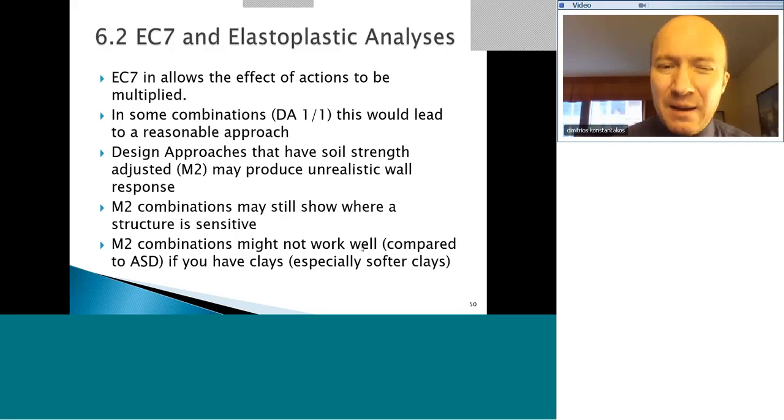We've seen that the design approach that uses the factor M2, where you're reducing soil strength, may produce unrealistic response. But this combination can still show you where your structure is sensitive, or where your excavation is sensitive, when you have a geotechnical issue with the strength. And we're also going to show you that M2 combinations might not work well when you have clays, especially softer clays.